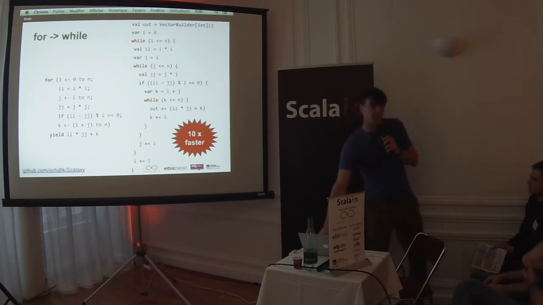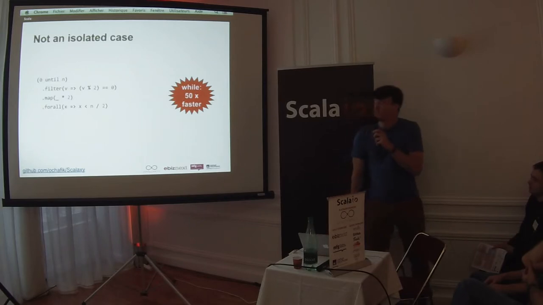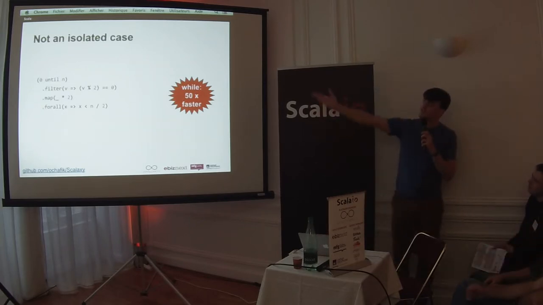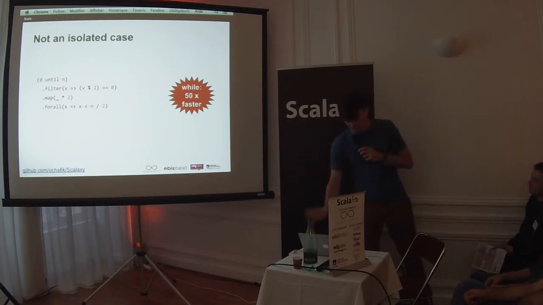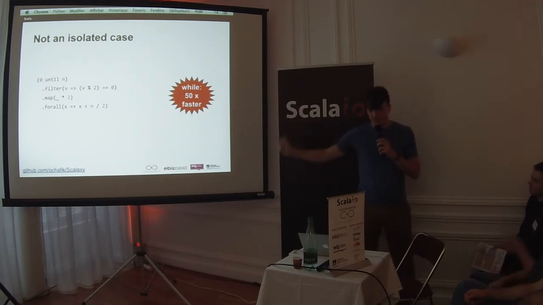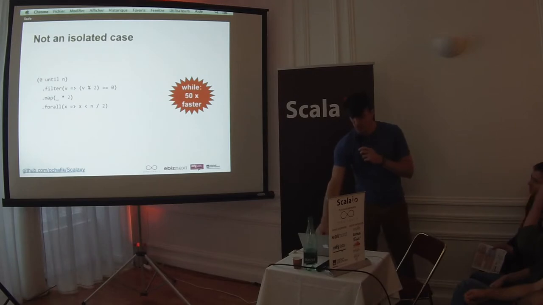And you might think, okay, that's just one instance, but that's actually quite common. Take this example here, where we have a range that we filter, that we map, and then we test if all the elements satisfy a predicate. And the equivalent while loop is actually 50 times faster. There are benchmarks in the project if you want, lots of micro benchmarks, with various sizes, cold, hot JVM, everything, state of the art, I guess.